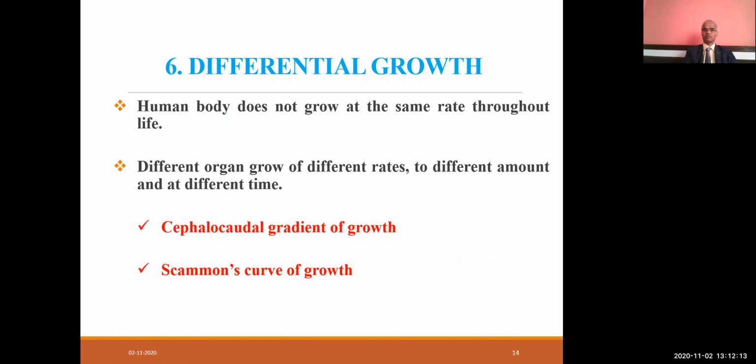Differential growth. Human body does not grow at the same rate throughout the life. Different organs grow at different rates, to different amounts and at different times. So this differential growth can be explained by two examples: cephalocaudal gradient of growth and Scammon's curve of growth.